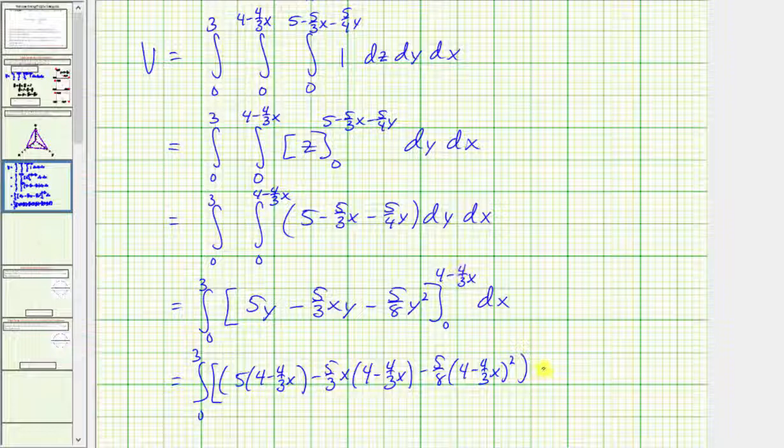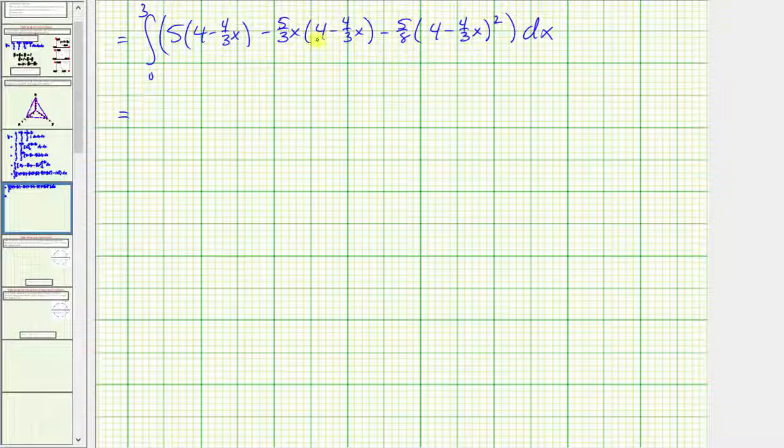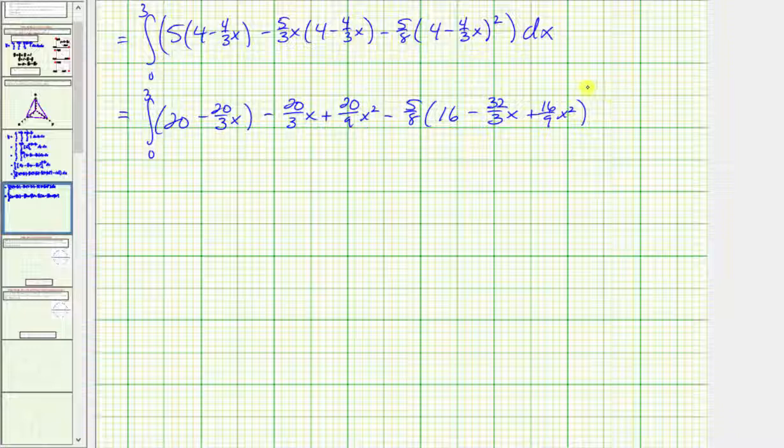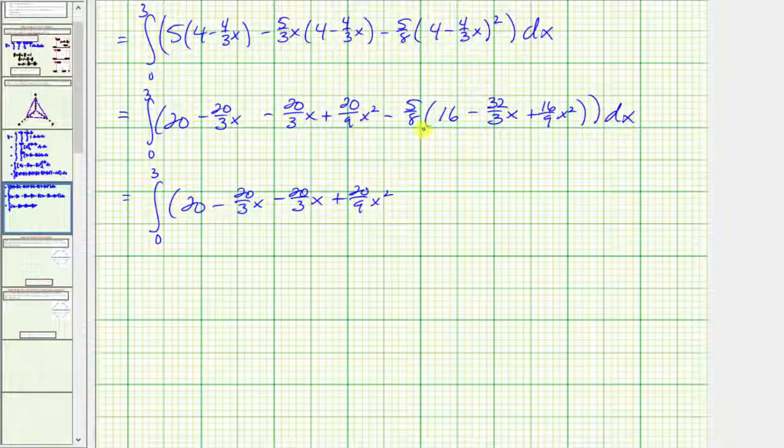So there's big F of b, and then for big F of a, of course, each of these has a factor of y, so we'll just get 0. Now let's go ahead and simplify all of this. Let's go ahead and distribute here and here, and then we'll go ahead and square the quantity 4 minus 4/3 x. And now we'll distribute here and then combine like terms. And now let's combine like terms.